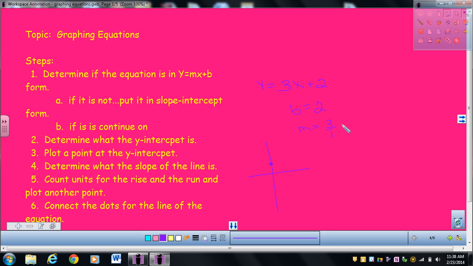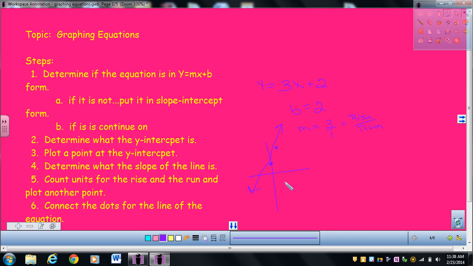We do this because we need to know what the rise is and what the run is. Remember, we like to use rise over run when we use graphs. So we go to our y-intercept point and we do what it tells us. We rise 3, 1, 2, 3, and we run 1, and we plot another point. And then we can connect those points to make a graph of a line.